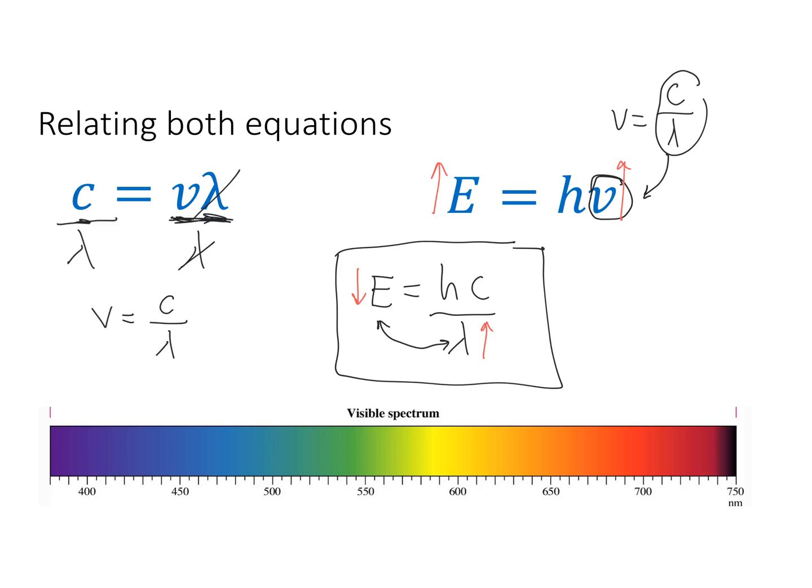Low frequency means longer wavelength. Longer wavelength means lower energy of light. That's an important relationship to understand as we move across the electromagnetic spectrum.